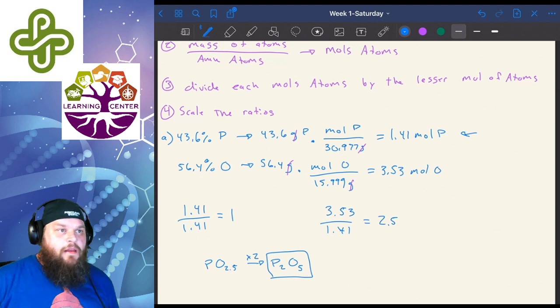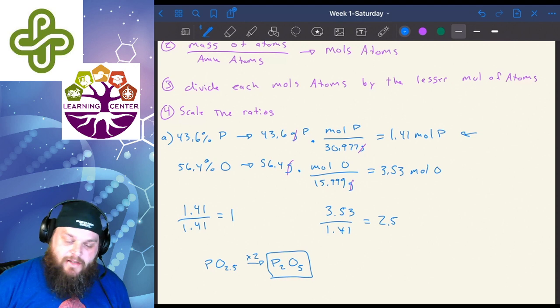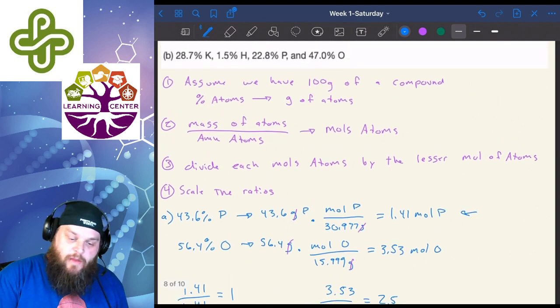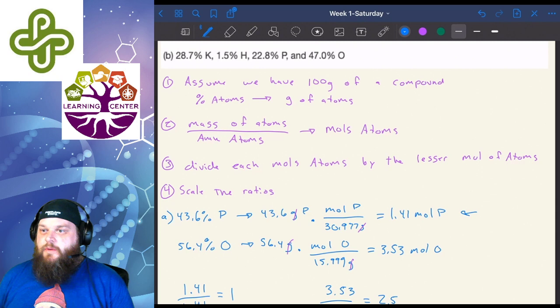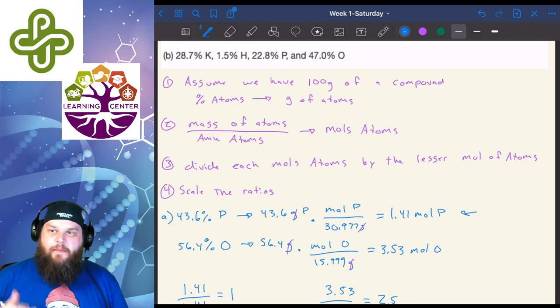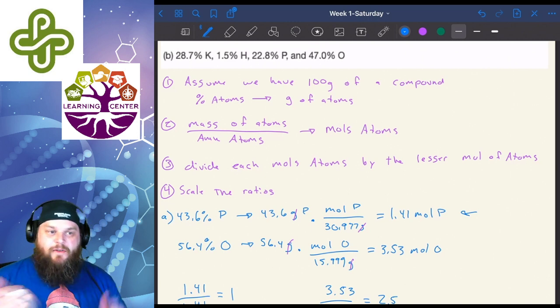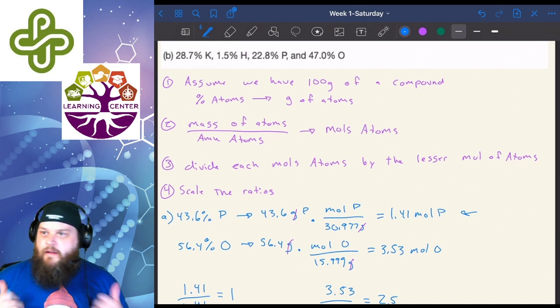Let's skip part B. B is the same idea. It's just we have K, H, P, and O. So we have 4 different things, and we end up having to work it a little bit more. But it's the same basic idea. You want to follow these same rules. Assume we have 100 grams. That turns your percentage into a gram. We then take the mass of all of the atoms that we have in grams, divide it by your AMU to turn it into moles. Do that for every step, and then we can divide by the lesser mole to find the ratio between the different atoms. Make sure to scale it so you have the least number of whole atoms at the end, and you've got an empirical formula.